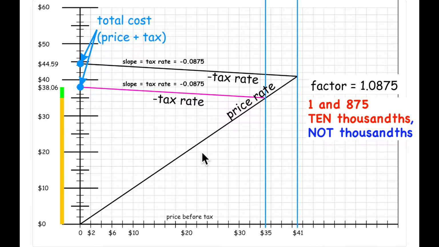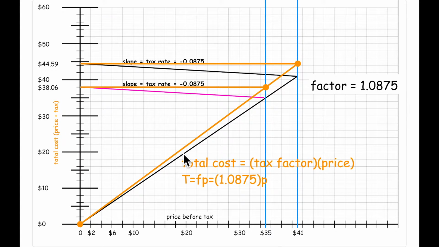So just draw a graph that has a little bit larger slope, a slope of 1 and 875 thousandths, a little bit larger than a slope of 1. This is a slope of 1. So a graph that has a slope a little bit larger is this graph right here. And now I can use that graph to read directly what the total cost is. Whatever the price of the meal is, just read up to that graph and read over, and that gives me the total cost.